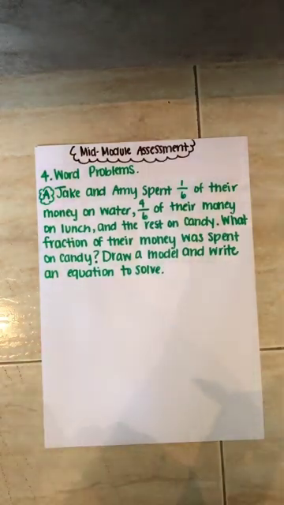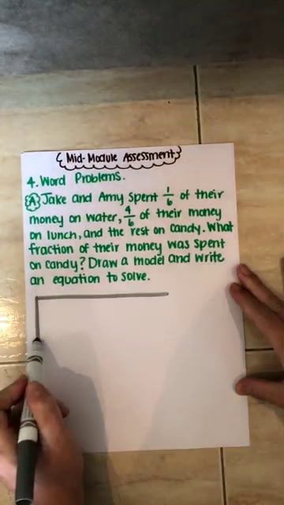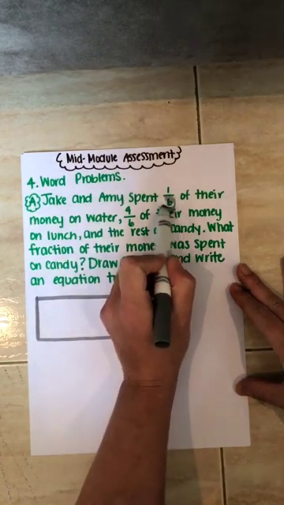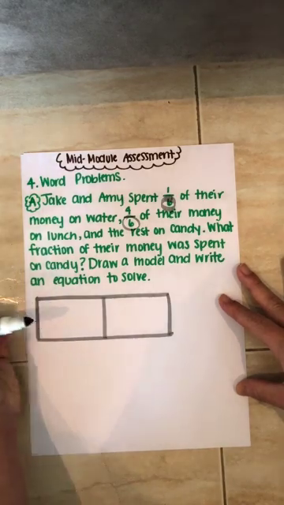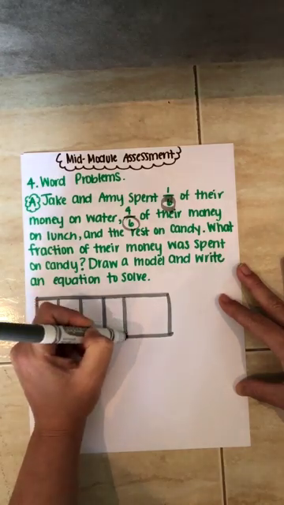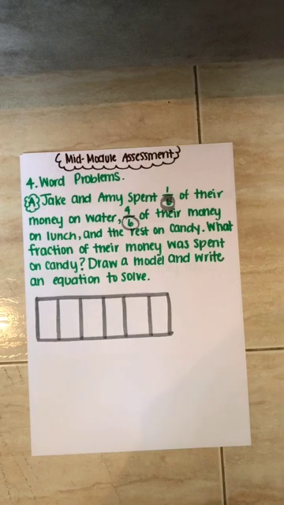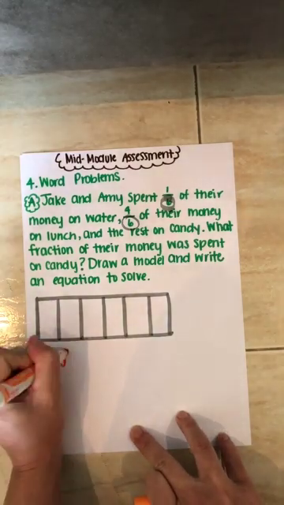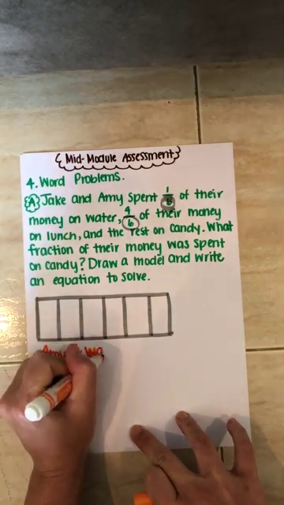So I'm going to go ahead and draw a model. And I know I'm going to put 6 equal pieces in my whole because each fraction here is out of 6. So I'm going to draw my model in half, and then I know I need 3 pieces in each side, like this. And because I love color so much, I'm going to color code my model. So I know that Amy is going to be orange, and she spent 1/6 of the money on water.